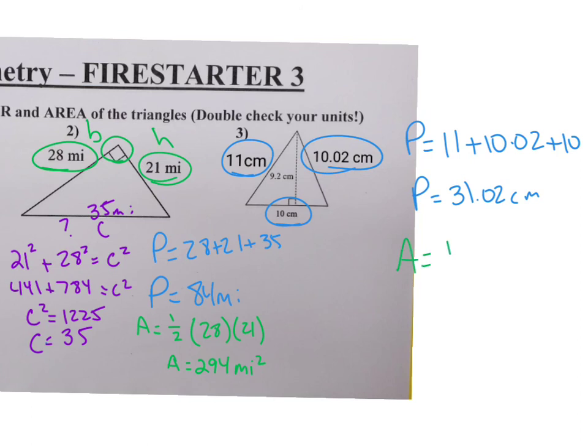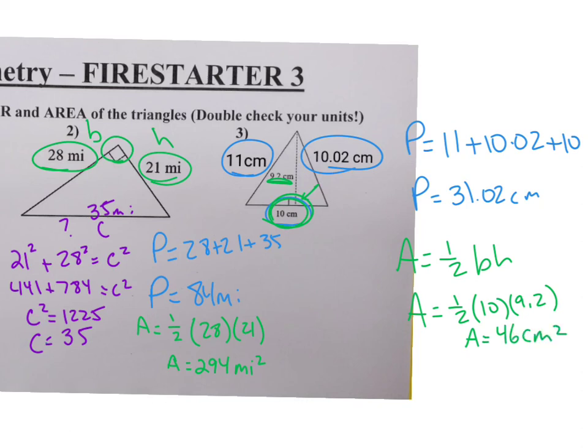All right. Now my area is pretty easy. My area is 1/2 base times height. Well, this is the base. This is the height, remember, because of that right angle, they are perpendicular. So my area is equal to 1/2 times 10 times 9.2. So 1/2, 1 ABC 2 times 10 times 9.2, 46. So my area is going to be 46 square centimeters. And that's it. That finishes this.